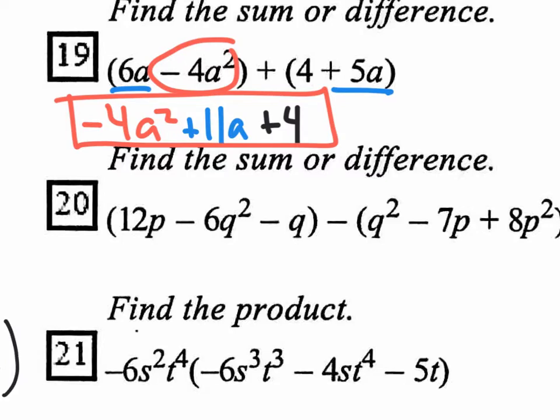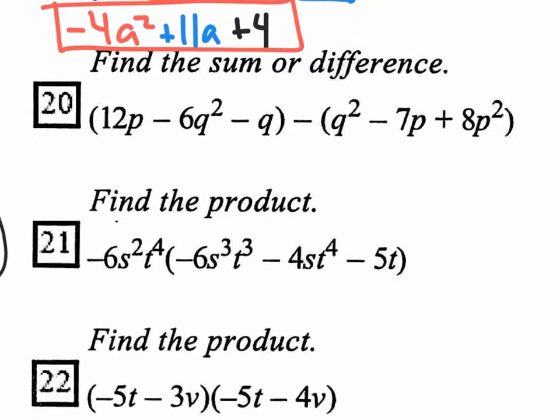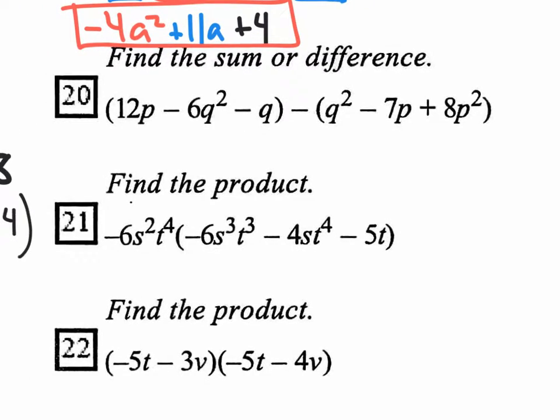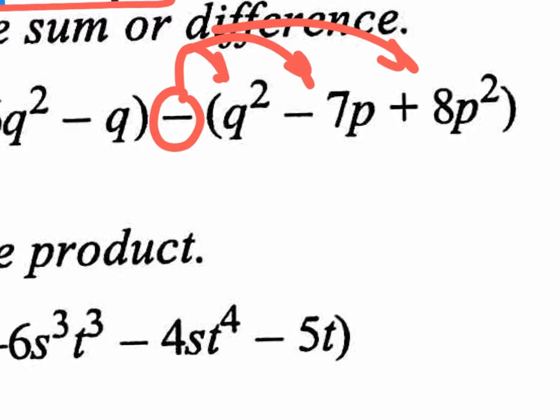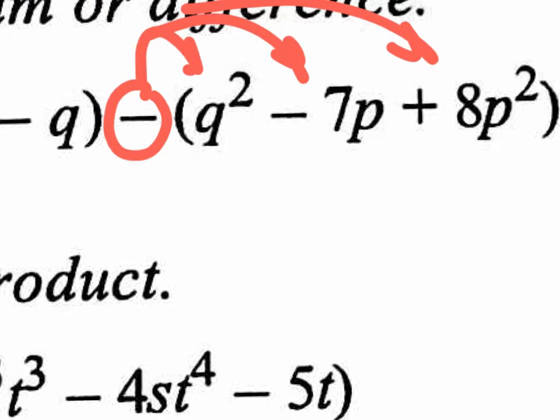Now, the only one that's slightly tricky is finding the difference. When you have a minus sign, you have to change every single sign, right? So this q squared will actually be a negative q. This minus 7p will be a plus 7p. This 8p squared is going to be a minus 8p squared, right? What could I do? Maybe I could white that out. Hold on. There you go. Now it really does look like a minus.